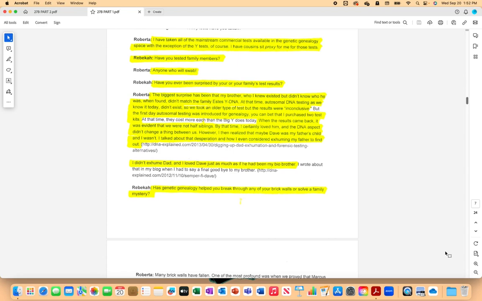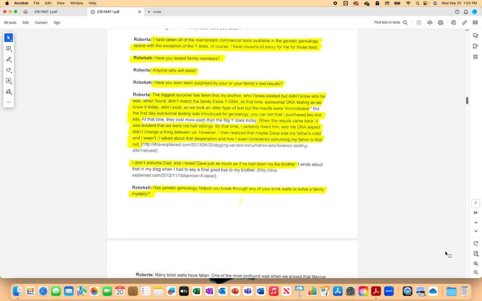Interviewer: Rebecca, have you tested family members? Anyone who will swab. Have you ever been surprised by your or your family's test results? The biggest surprise has been that my brother, who I knew existed but didn't know who he was, when found, didn't match the family Estes Y DNA.